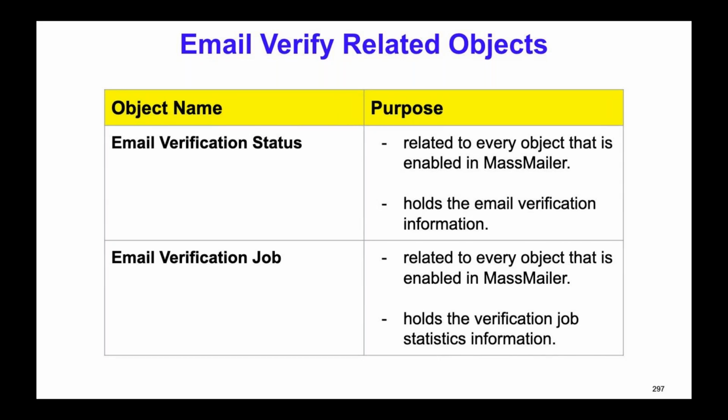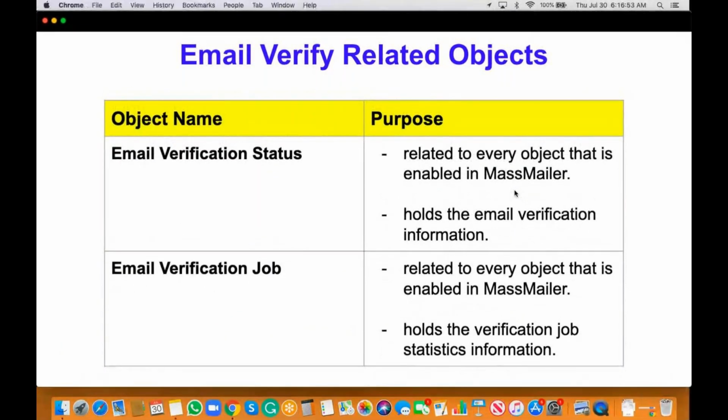And then the email verification job will have the statistics information, meaning if you submitted a mass verification job, like maybe 10,000 you want to verify at the same time, out of 10,000, maybe 9,000 could be valid and 1,000 could be invalid. That kind of statistics information is captured under the job object, and then it is related to every single object that's enabled in MassMailer. So those are the two objects that we have.